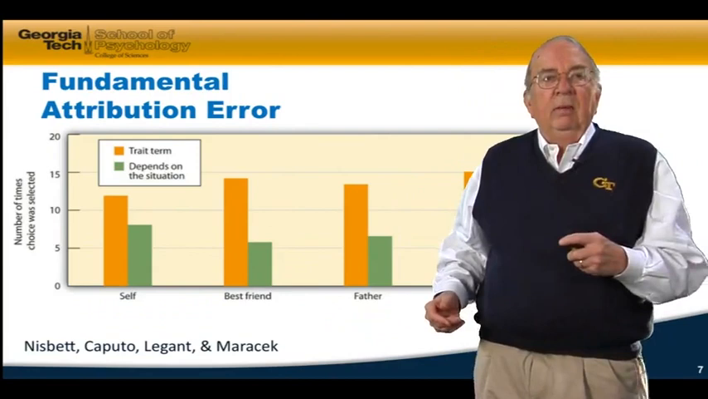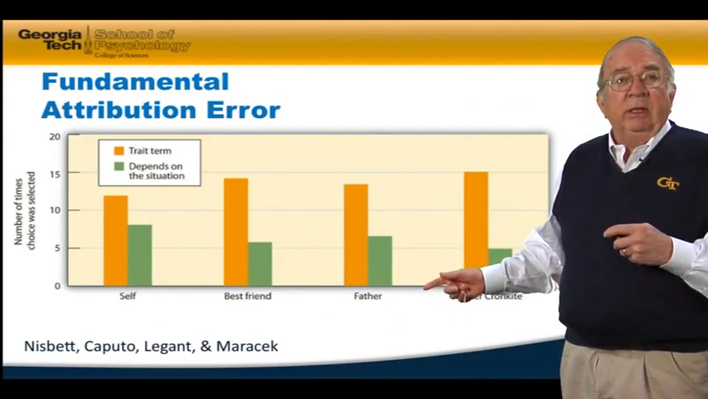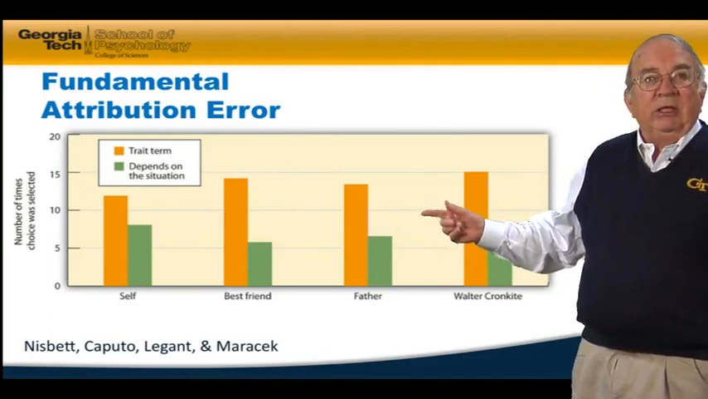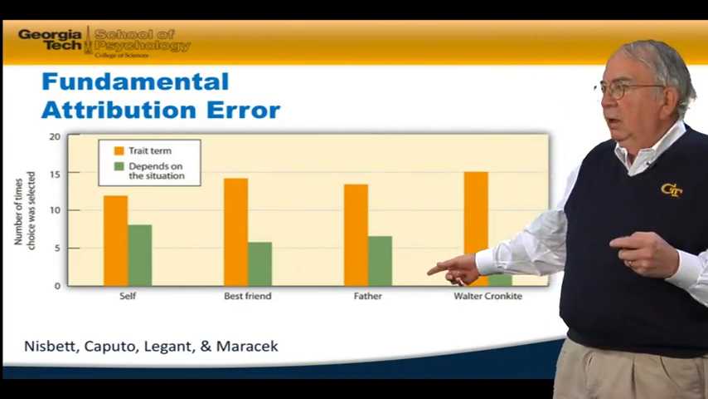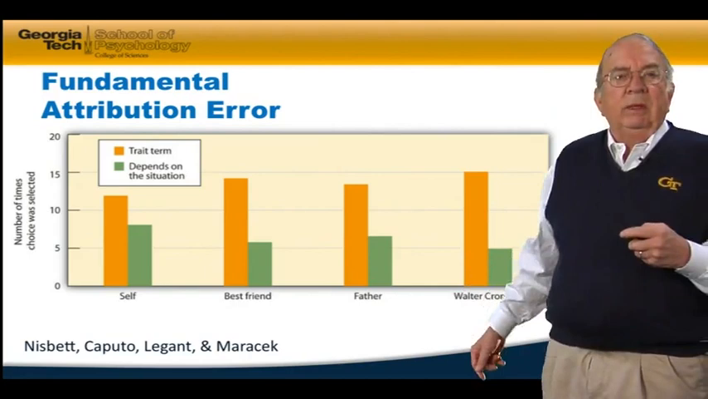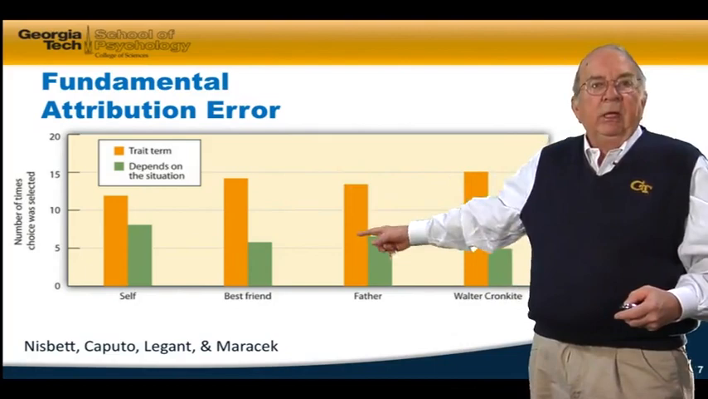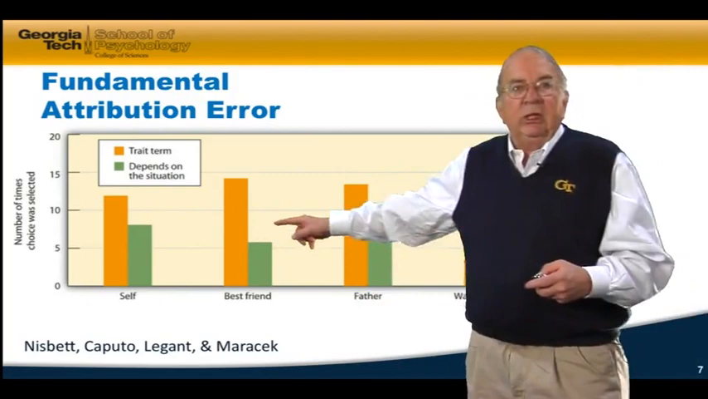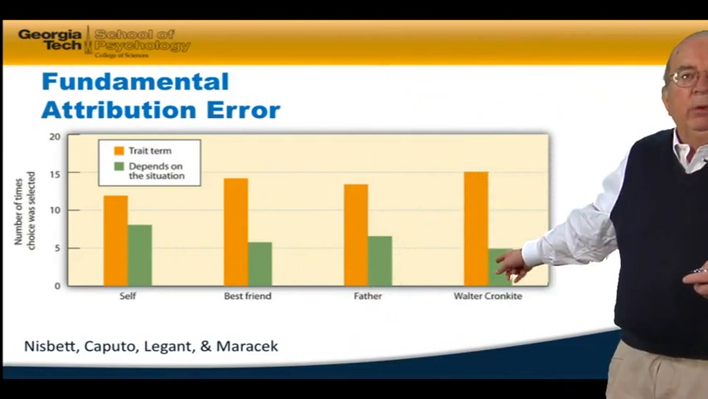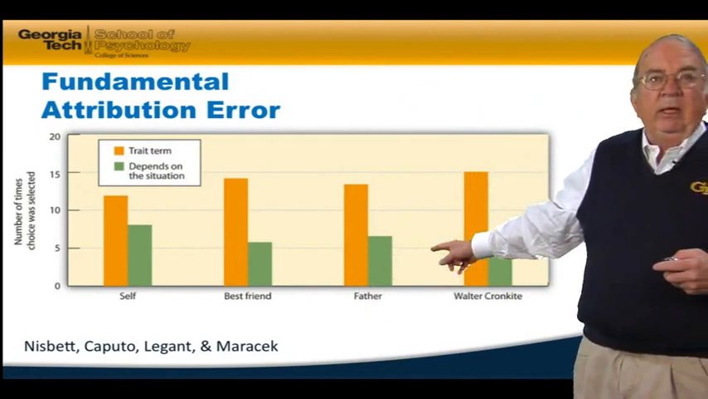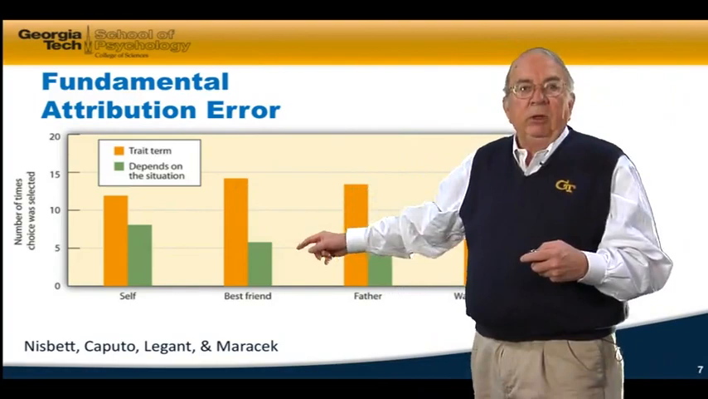Now, here's a study. We talked about this, actually, when we talked about personality, but by Nisbett and his associates, University of Michigan, where he showed that if we give words, and we give situations like take yourself, or take your best friend, or take your father, or take Walter Cronkite, who when this study was done was a big television announcer on the news, and say, do they primarily have a trait term that can account for their behavior, or does it depend upon the situation? Notice that with ourselves, we make a fundamental attribution error. We say the situation is more important than we say for other people that we are rating their behavior. There we tend to overestimate the trait word, and for us, we overestimate the situation. Fundamental attribution error.